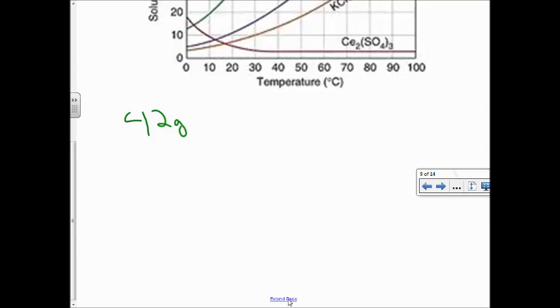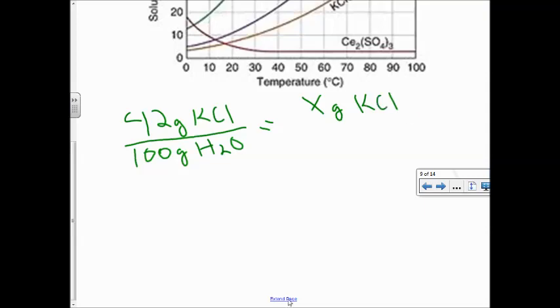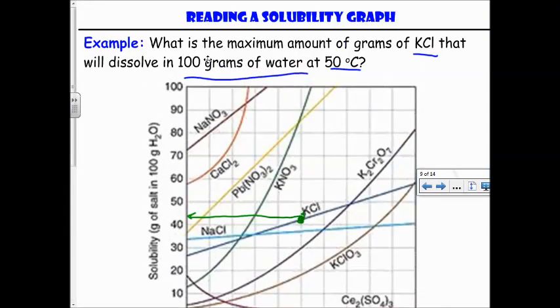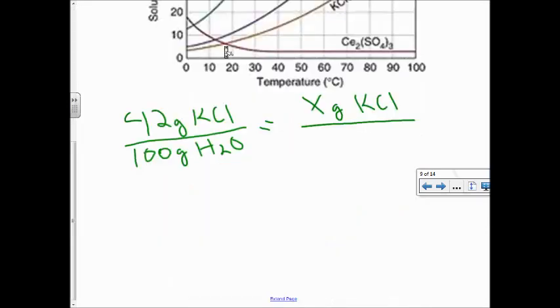If you had 42 grams of potassium chloride per 100 grams of water, well, again, these are the values coming from our graph. Then we set it equal to how much we want. I want to know how many grams of KCl, and the information we wanted to know was per 100 grams of water. So then we can plug that in, per 100 grams of H2O.